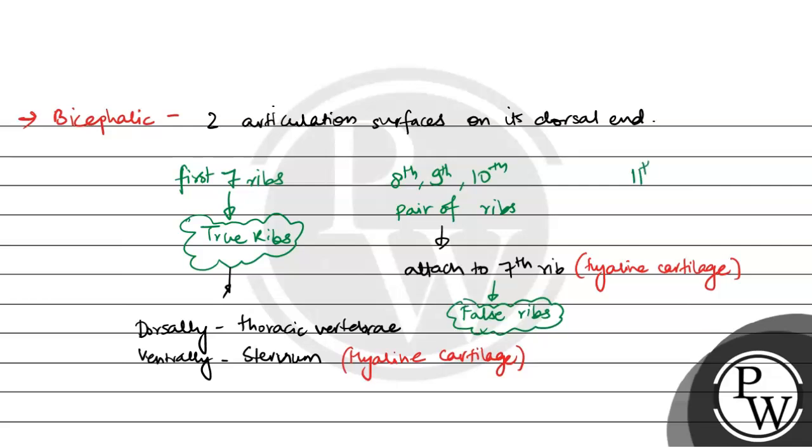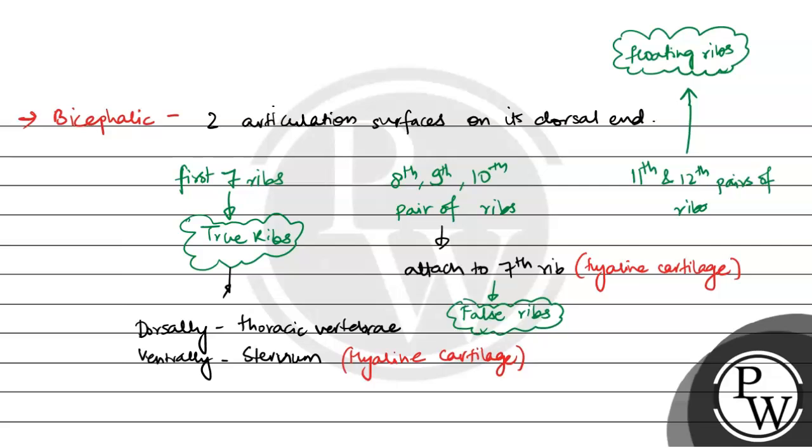Last 2 pairs, which are the 11th and 12th pair of ribs, they are called the floating ribs. इन्हें फ्लोटिंग रिब्स इसीलिए बोला जाता है क्योंकि ये ना तो स्टर्नम से अटैच करते हैं ना किसी दूसरे रिब से अटैच करते हैं. They basically float in the body cavity. That is why they are called the floating ribs.